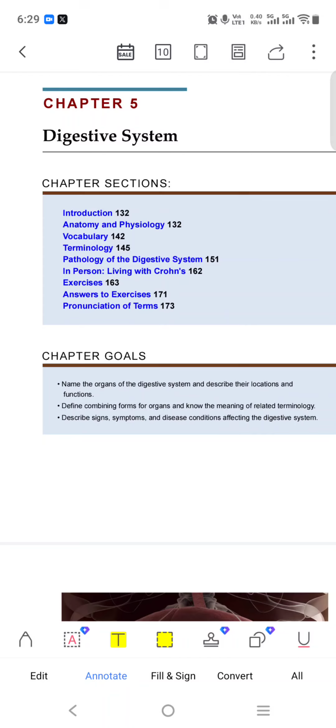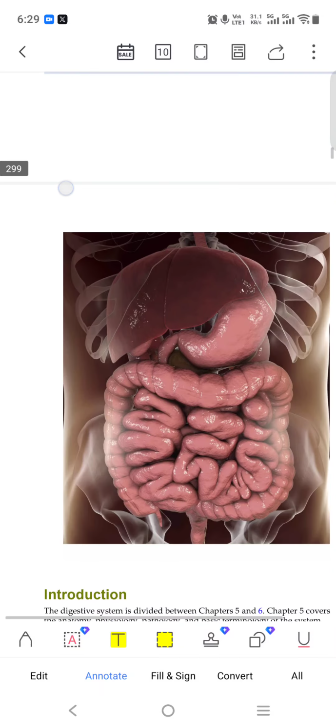Today we are starting chapter number 5. In this we will see the introduction, anatomy, physiology, physiological terms, and pathological terms, like diseases and terminologies of the digestive system. All these kinds of things we will see.